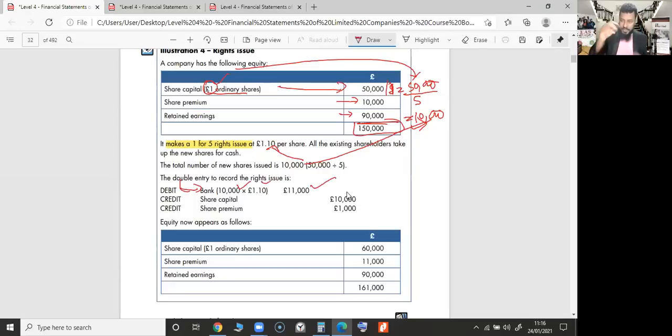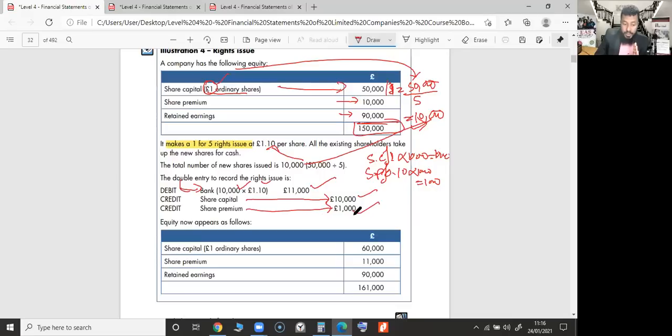Just focus on the screen because I'm writing so you can see. Number 1, share capital is going to go up by 10,000 because £1 each, and share premium is going to go up by 1,000. How? Because share capital is £1 times 10,000 shares, you get 10,000. Share premium is 0.1 times 10,000 equals 1,000 share premium. That's how you do it. Bank money going up, bank debit, share capital and share premium credit.